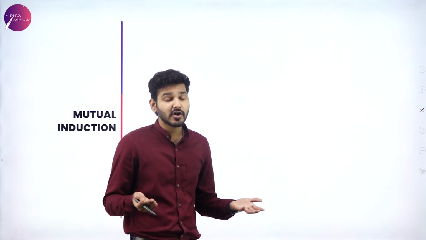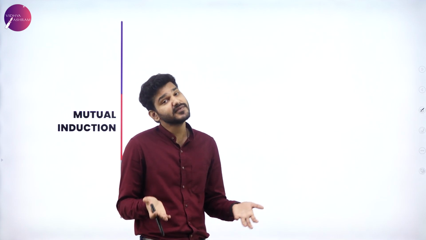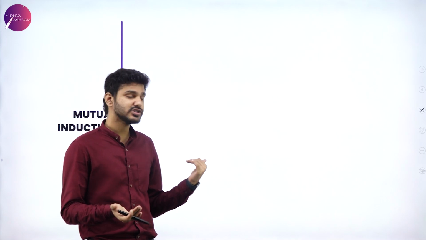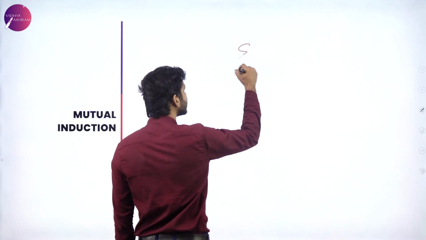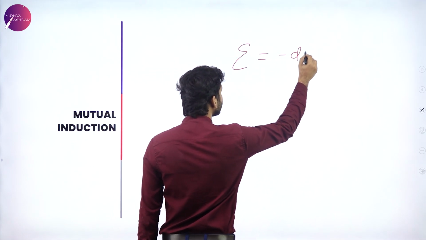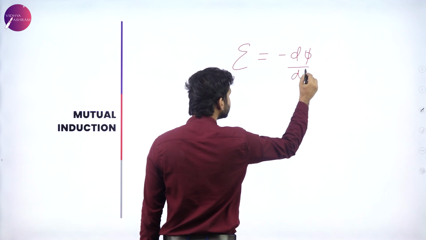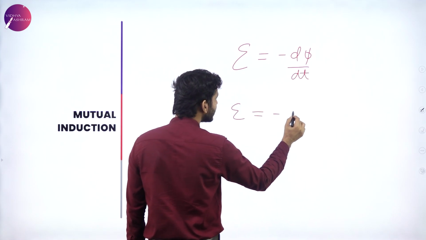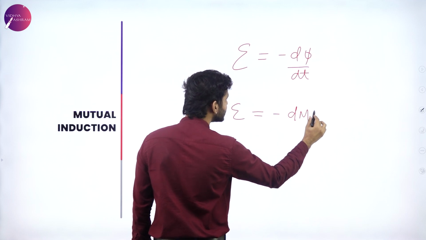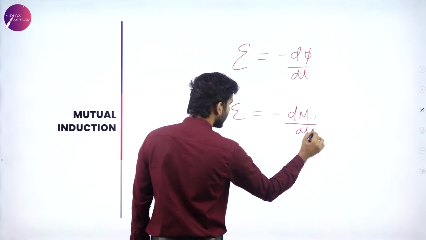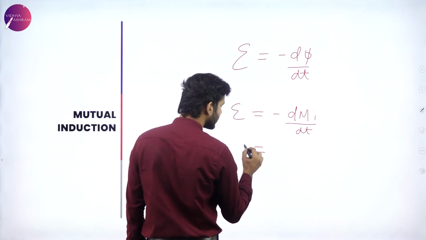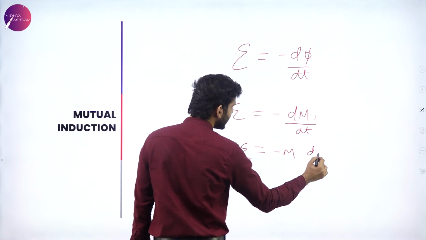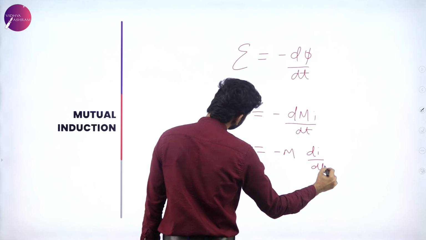Now, just like we found the back EMF produced for self-inductance, we also have to find out the back EMF produced for mutual inductance. The same principle, that is E is equal to negative d phi divided by dt. So here E is equal to negative d M I divided by dt, or simply EMF is equal to negative M di divided by dt.